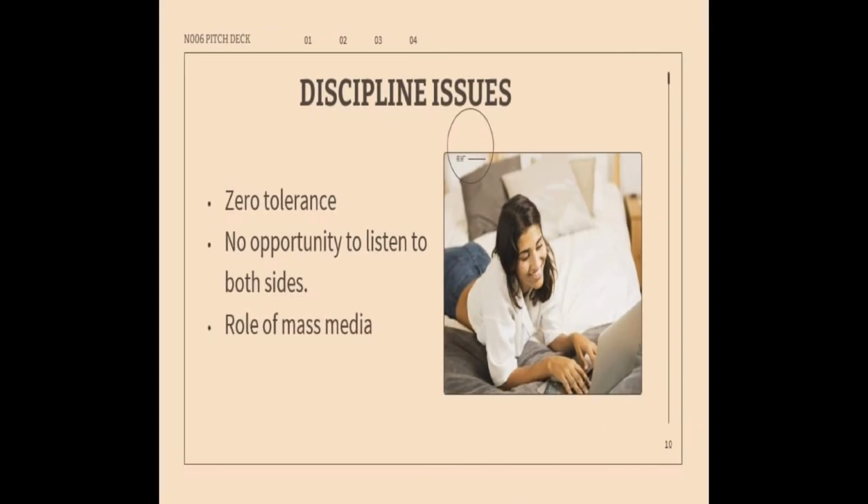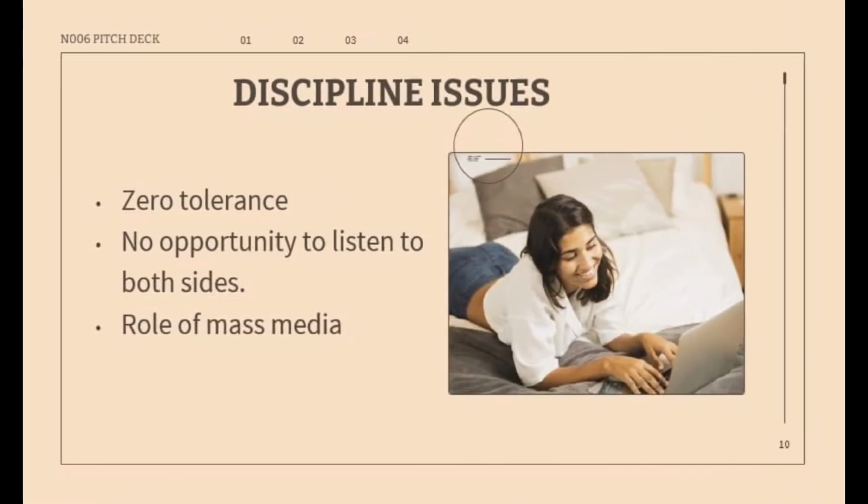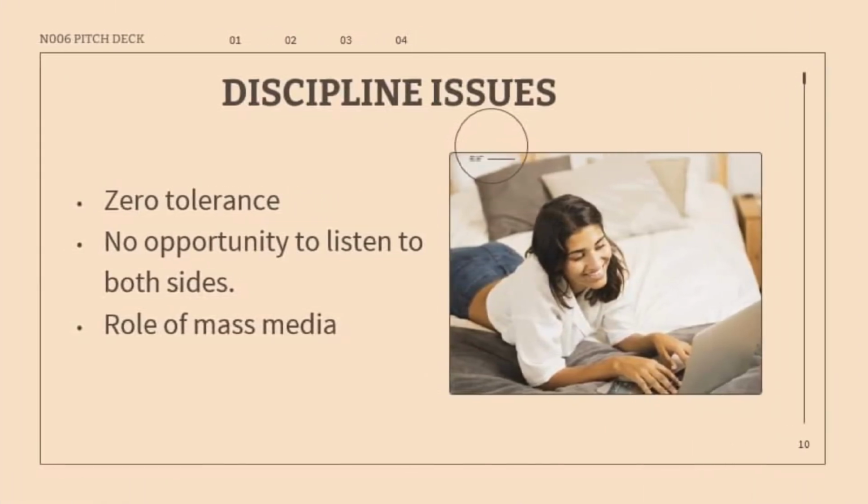Next is zero tolerance. This happens when a school implements policies and practices that mandate predetermined consequences, typically severe, punitive, and exclusionary. An example for this one is expulsion or suspension. Another is no opportunity to listen to both sides.